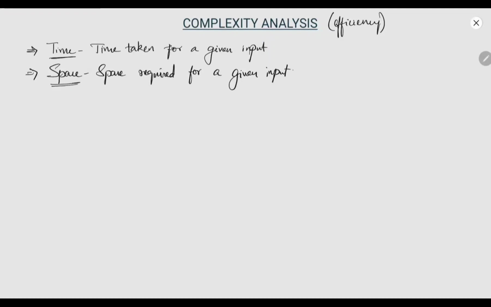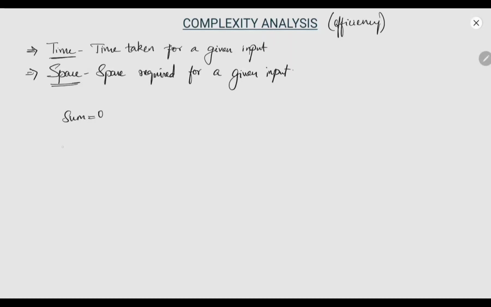So the efficiency of the algorithm can be determined by using two factors, that is time and space. So time complexity is nothing but the time taken to execute your algorithm for a given input. And similarly, space complexity is the space required to execute your algorithm for a given input. So let's take a simple example and see how we will calculate the time and space complexity.